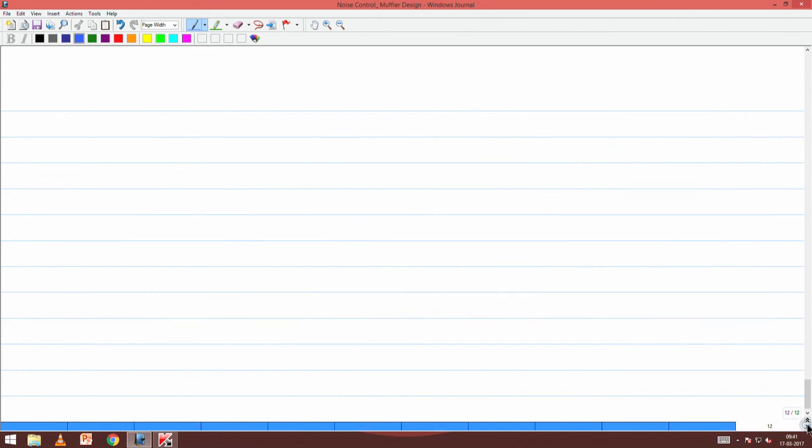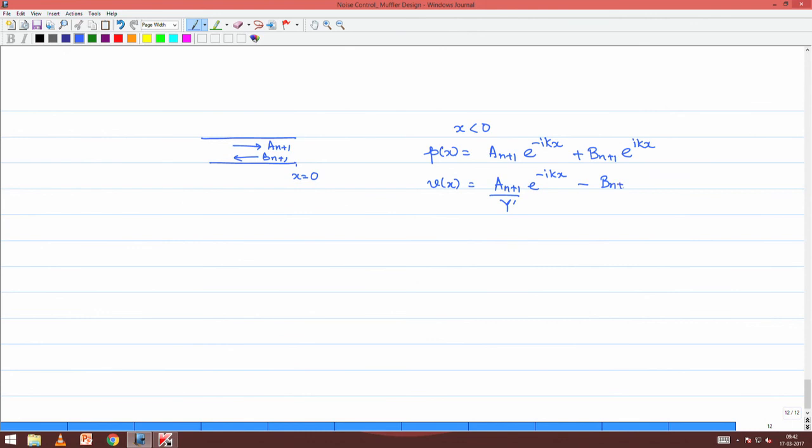At the outlet side we will have to do a better analysis. So, at the outlet side, sorry, at the inlet side we are having A n plus 1 and B n plus 1 as the condition. So, again let us take x equal to 0 here for this part of the analysis. Therefore, for x less than 0, P at x is given by A n plus 1 e to the power minus i k x plus B n plus 1 e to the power plus i k x, and the velocity will be A n plus 1 e to the power minus i k x by y prime minus B n plus 1 by y prime e to the power i k x, right. That is the usual expression that we have.